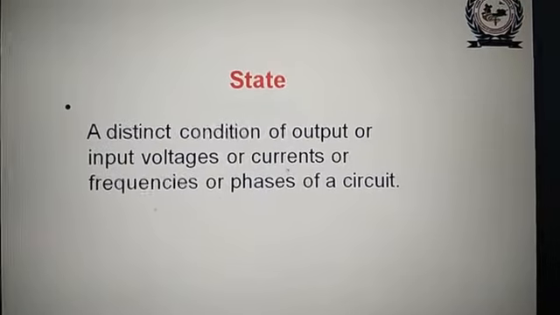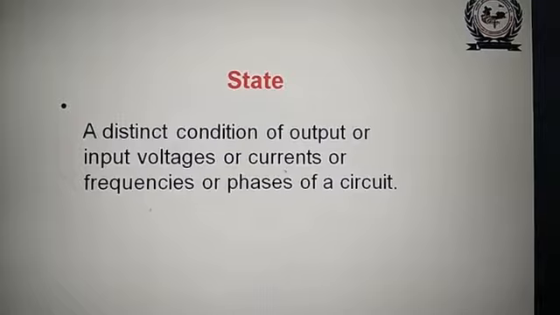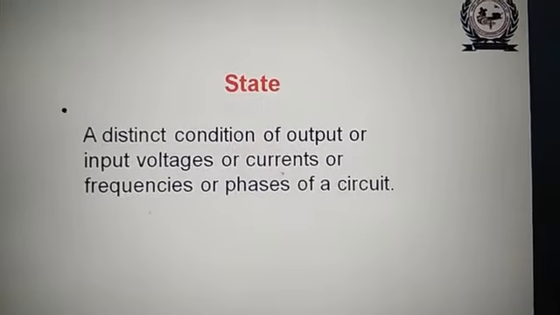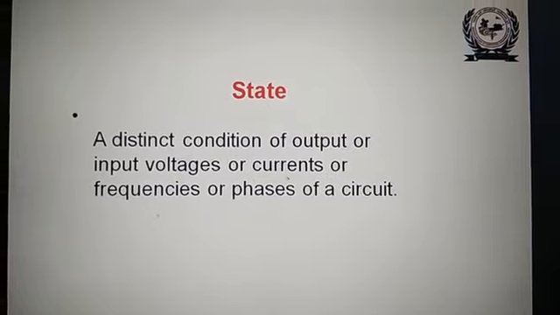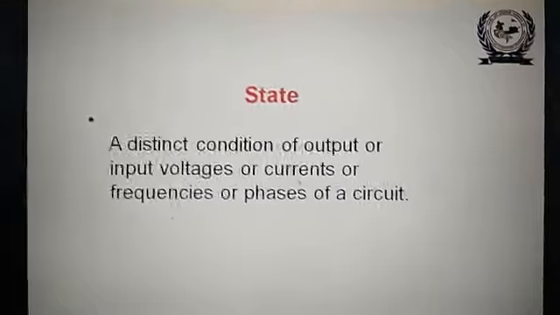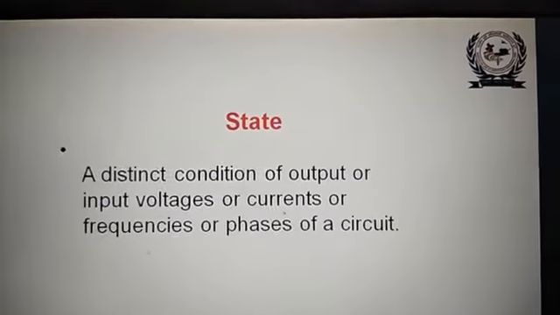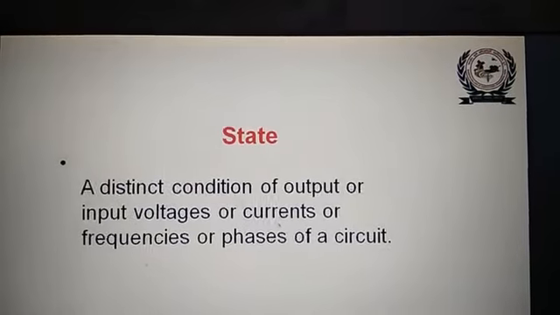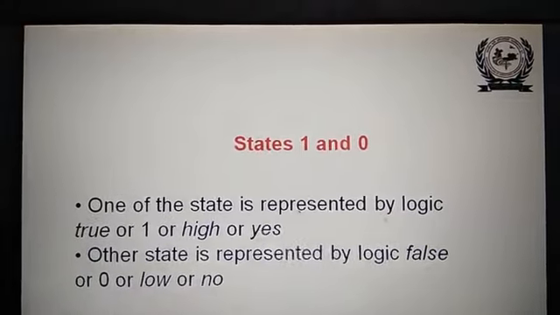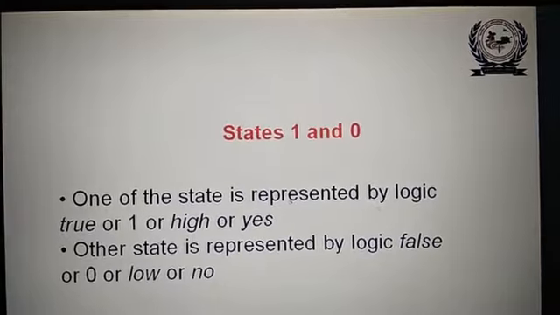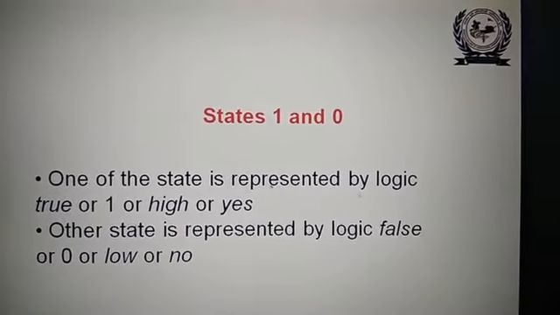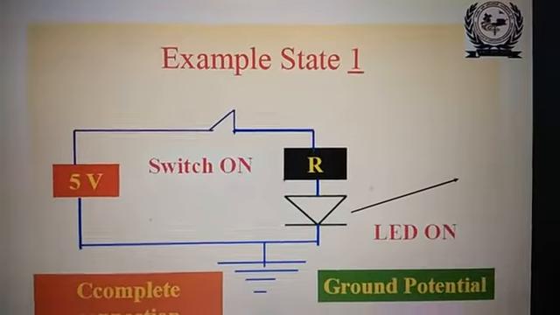Then what is state? State means either it is in 0 state or it is 1 state, high logic or low logic. This we have seen, and this state is also defined in terms of voltage, in terms of current, and in terms of frequency and phases also. Then state 1 and 0, we have gone through this, what is 1 and what is 0. So with the help of this we can go for the digital electronic circuits, right?